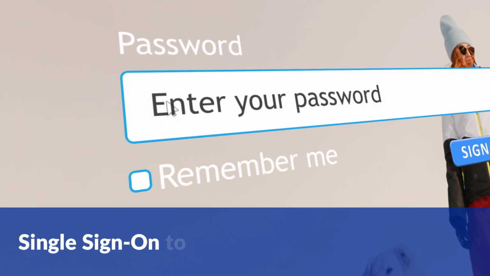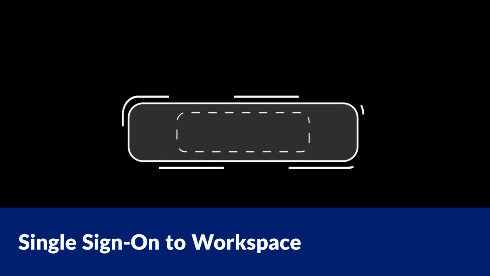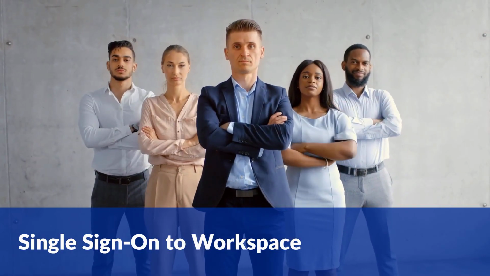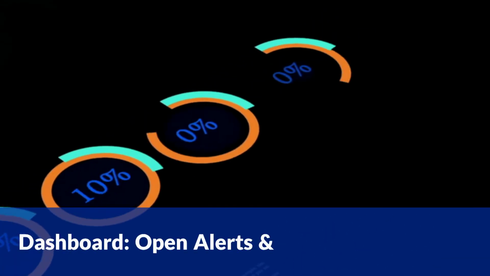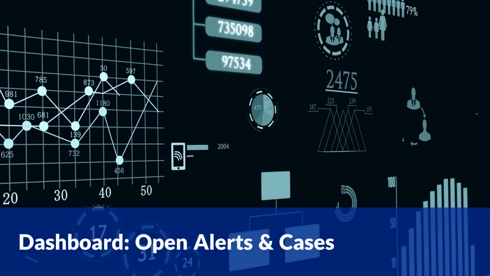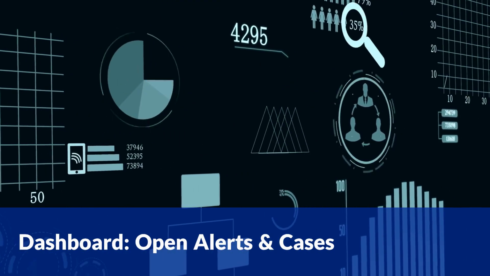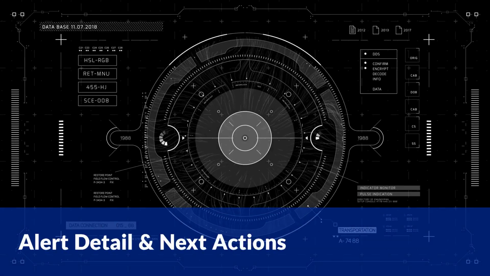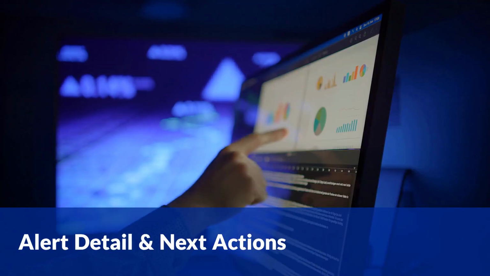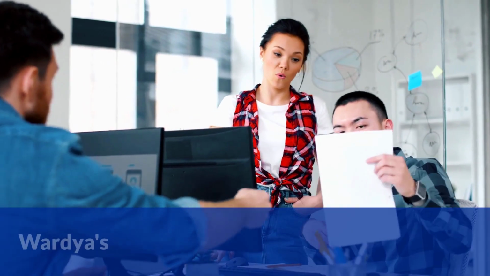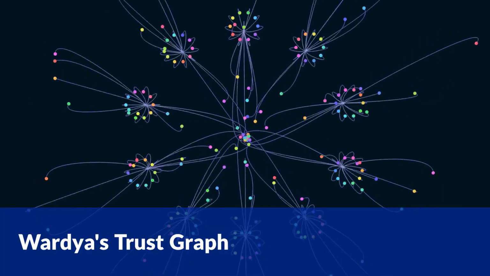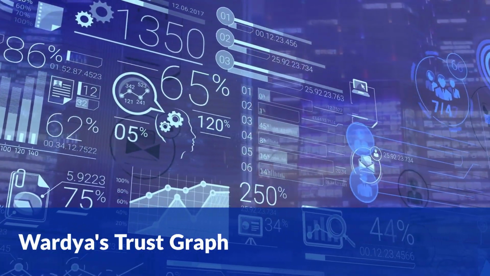Sign in once. Wardya routes you to your workspace based on your role: analyst, investigator, compliance officer, or admin. The first screen shows you what matters today: open alerts, active cases, and the signals shaping your risk profile right now. Open any alert, and Wardya shows you what fired, why it fired, and what to do next, without switching tools. Wardya Trust Graph shows you the full network, connections, shared devices, related transactions, so you can see the whole picture.